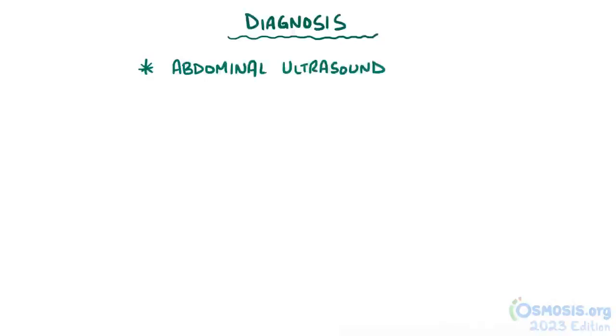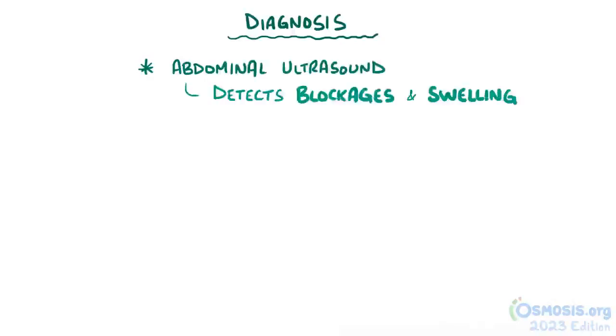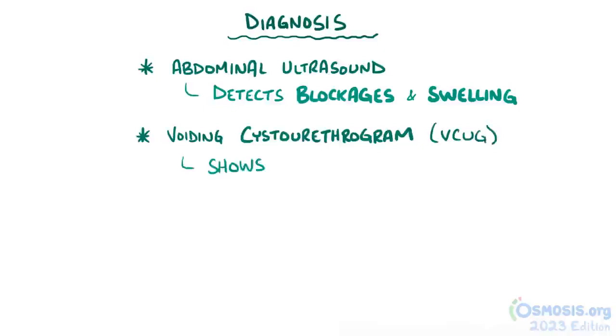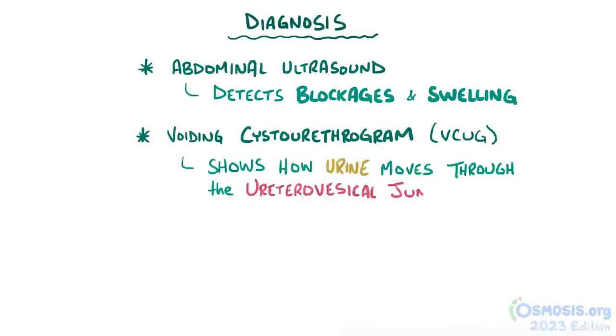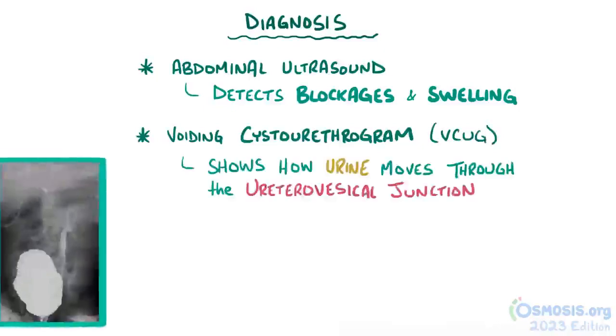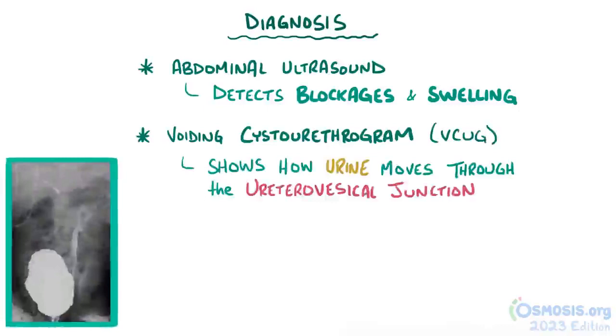Vesicoureteral reflux can be diagnosed with an abdominal ultrasound, which can detect blockages in flow of urine and swelling in the ureters or kidneys. Another test, called a voiding cystourethrogram, or VCUG, can show how urine moves through the ureterovesical junction. In a voiding cystourethrogram, a contrast dye is injected into the bladder through a catheter, and X-ray images are taken to see if the dye moves from the bladder up into the ureters and kidneys.